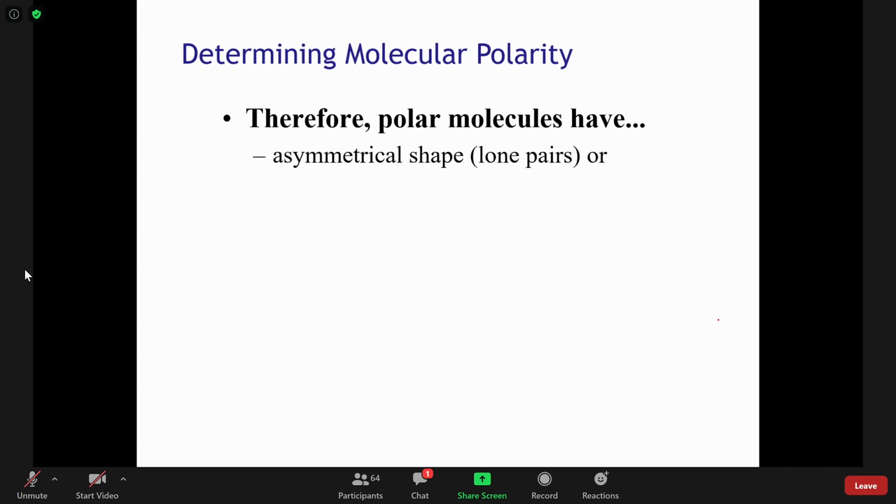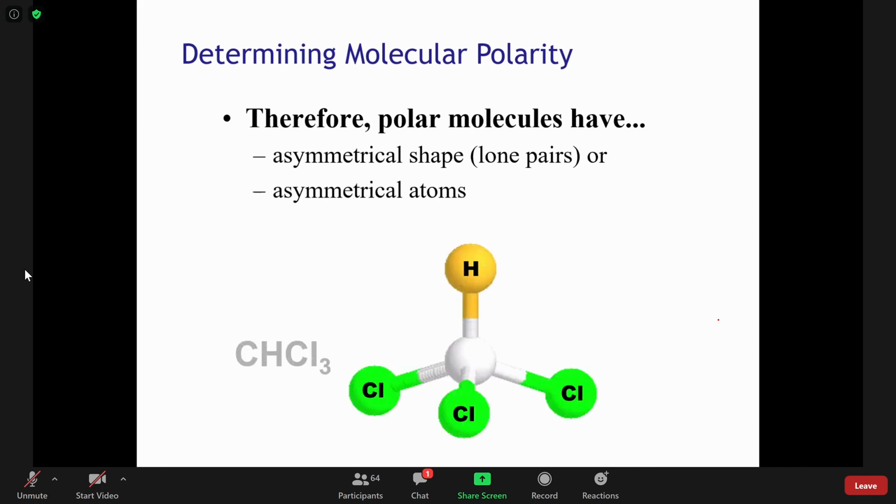So typically, polar molecules are going to have an asymmetrical shape that might include lone pairs. Probably pretty often does include lone pairs. Or is asymmetrical in some other feature. So let's just compare this scenario versus this scenario.